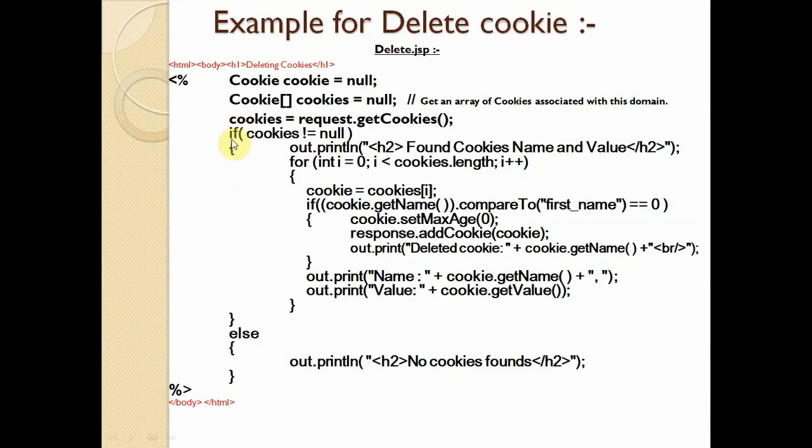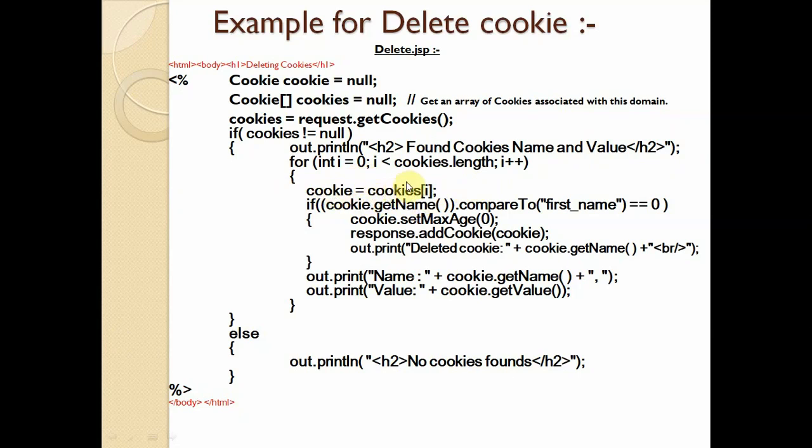अब यहाँ पे अगर if में cookies not equal to null है तो अंदर आएंगे, else क्या आएगा, no cookies found. अगर कोई cookies नहीं होती तो else आ जाएगा. Found the cookie name and value, it will display this message inside h2 heading 2. And now we have a for loop. We will run this for loop up to the length of cookies. Jitni cookies hain, suppose 4 cookies hain, to ye 4 time loop run hoga. So one by one we will access the cookie.